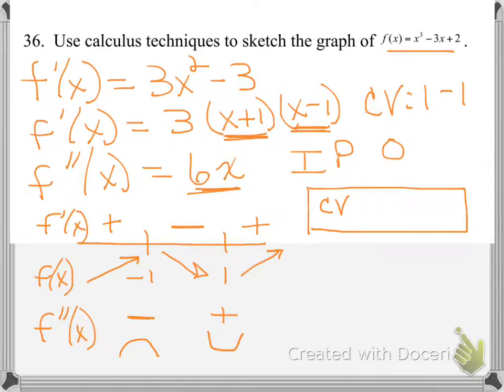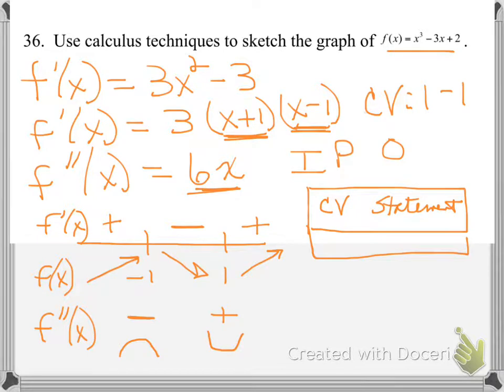Then at the critical value of 1, the slope changes from negative to positive, and the second derivative is positive, so therefore I have a minimum at the critical value of 1. Okay? So that's your statement. So I'm not going to write it out here because it's very hard to do that. So let's get our values now.